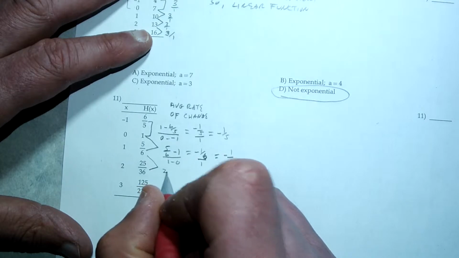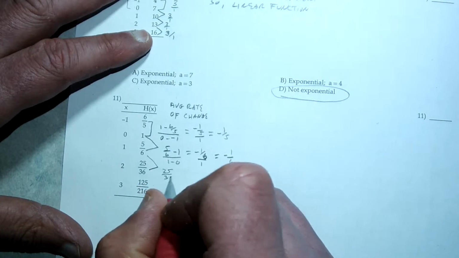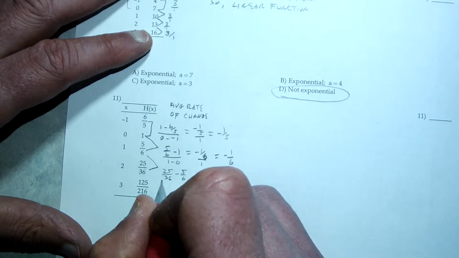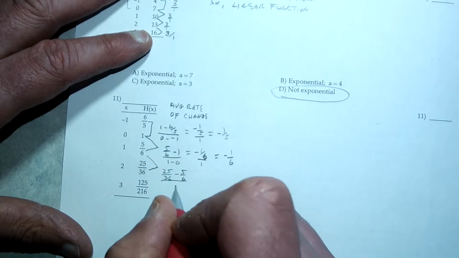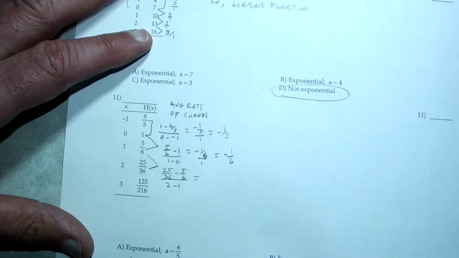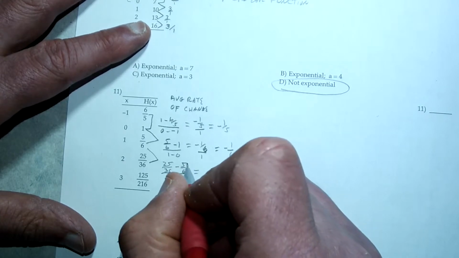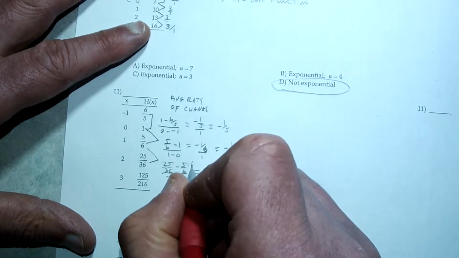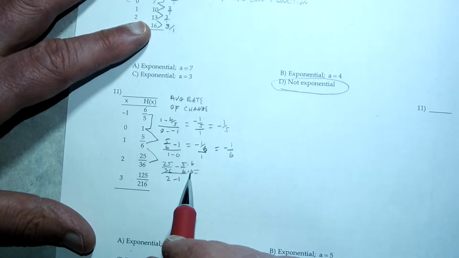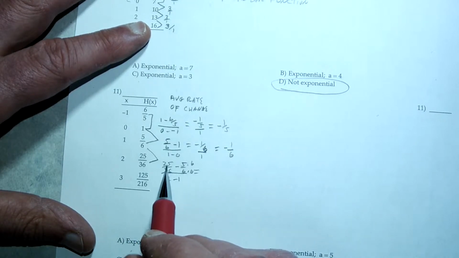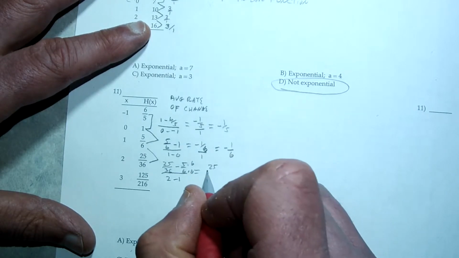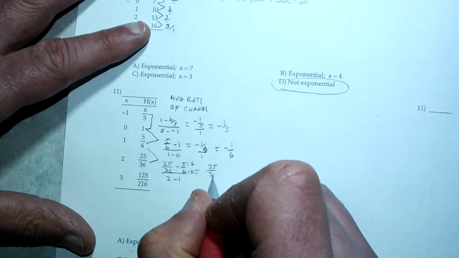25/36 minus 5/6 would be my numerator, all over 2 minus 1, which is just simply 1 again. And by the way, what would happen here is, if I multiplied this right here, 6 on the top and 6 on the bottom, I'd get a common denominator of 36. This would be 25/36 minus 30/36.